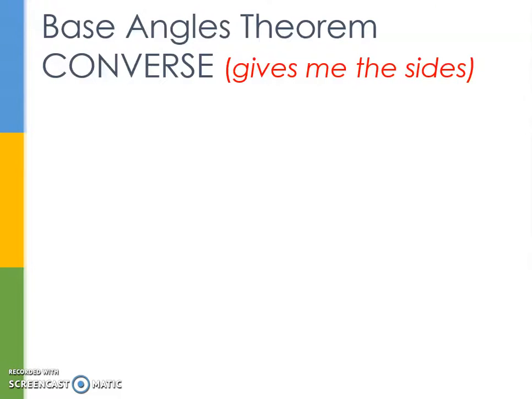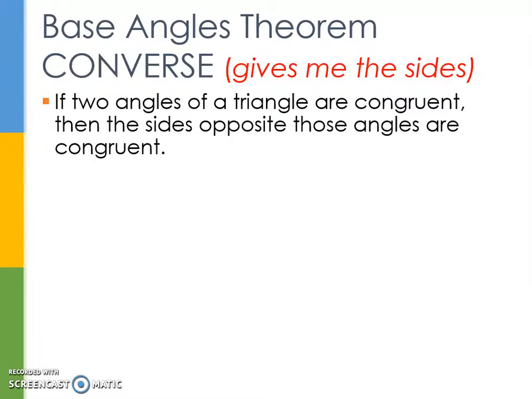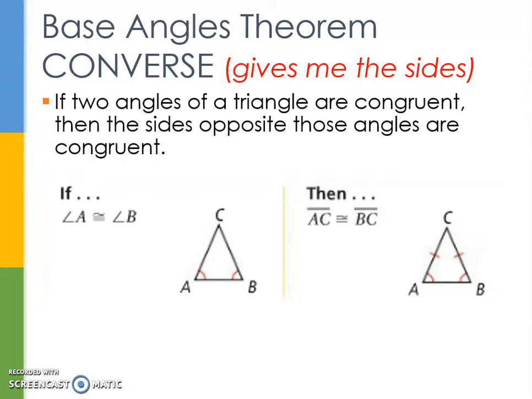Base angles theorem converse gives me the sides. If two angles of a triangle are congruent, then the sides opposite those angles are congruent. So if angle A and angle B are congruent to each other, that means side AC and side BC are congruent to each other.